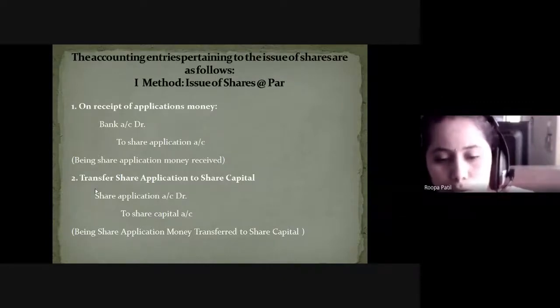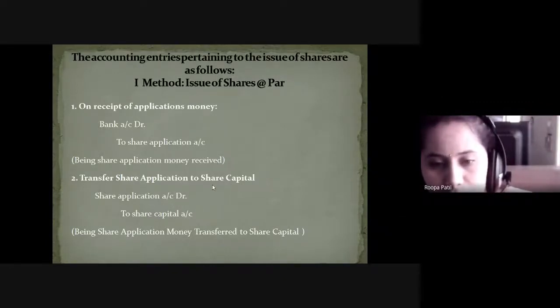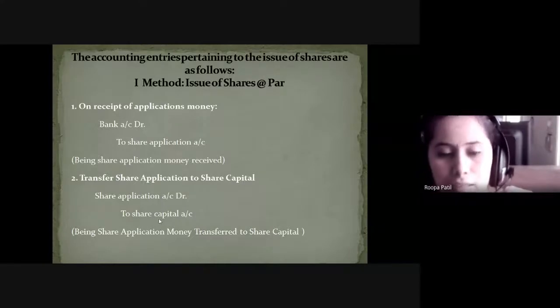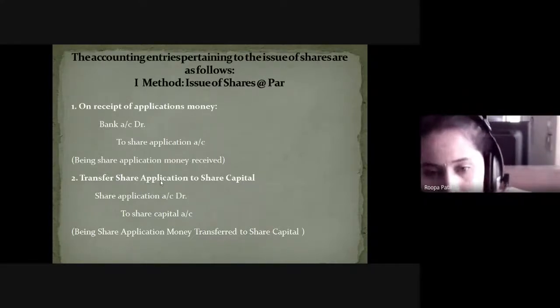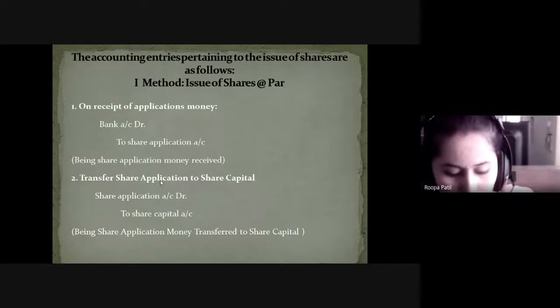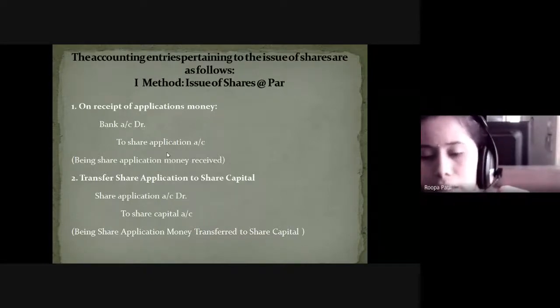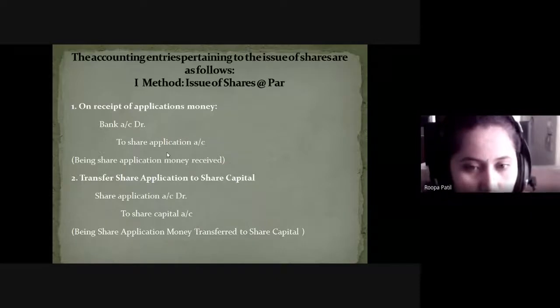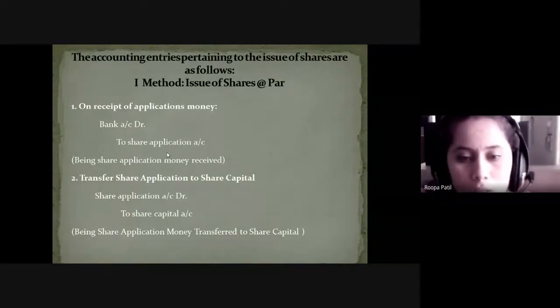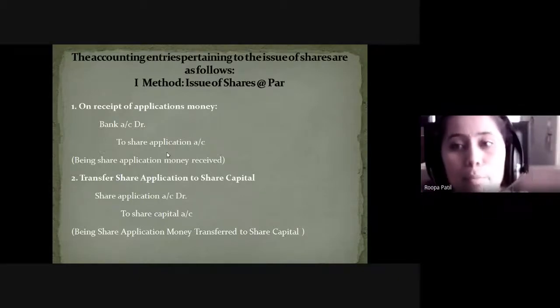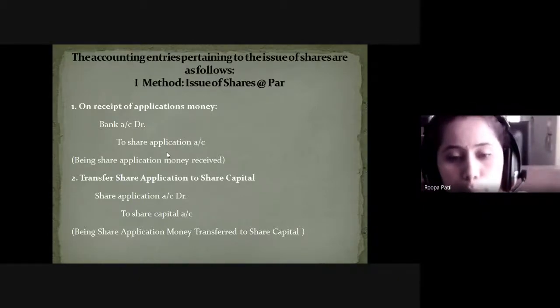Which money are you receiving here? The application money. So the journal entry is bank account debit to share application. Which money are you receiving? The share application money. Why is bank a debit? Debit what comes in. And why is share application a credit? Credit what goes out. Being share application money received.